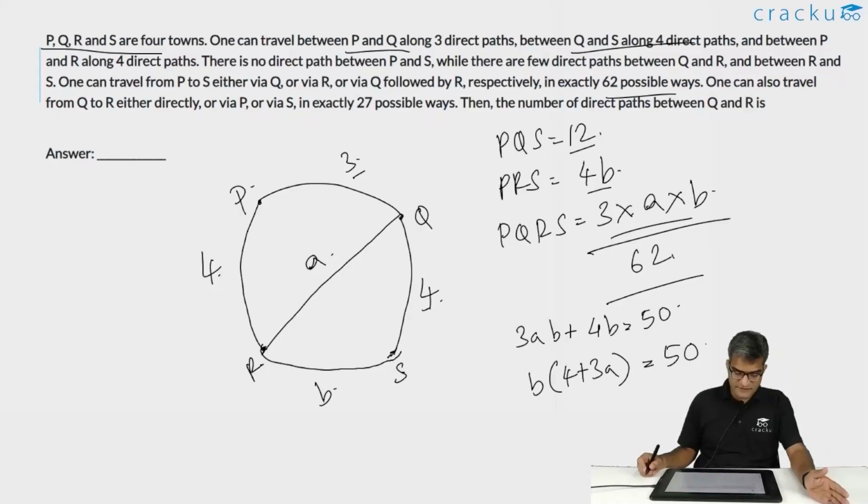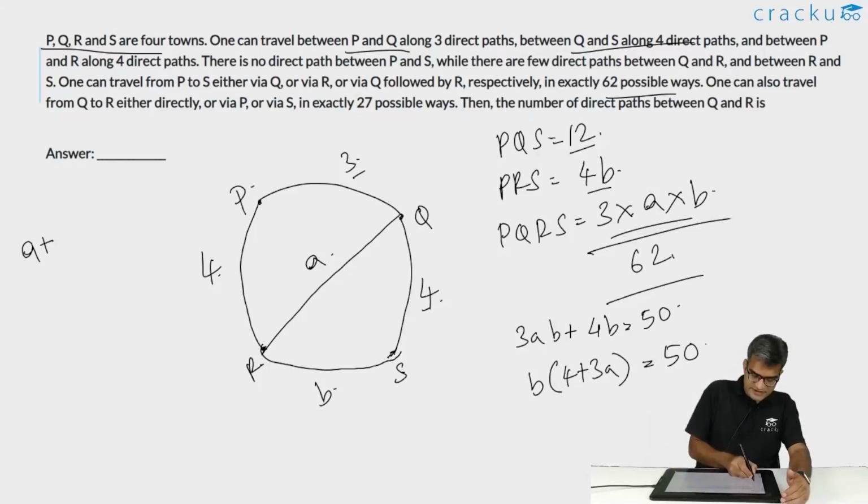One can also travel from Q to R either directly, that is A, this is just QR, or via P, that is QPR. QPR is 12 because this is 3 into 4.